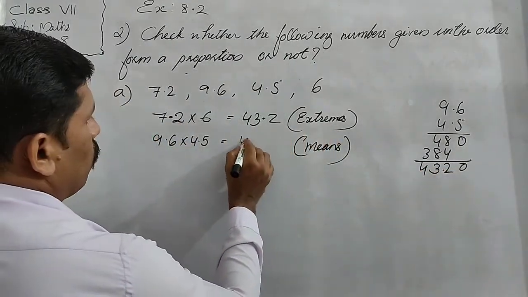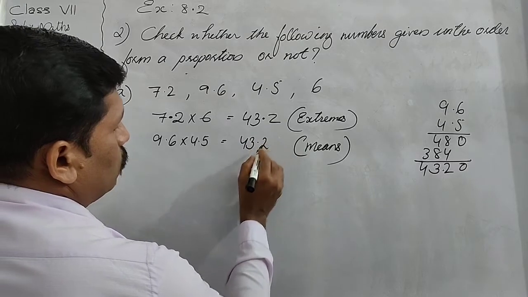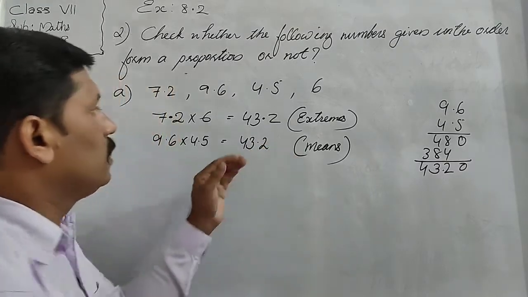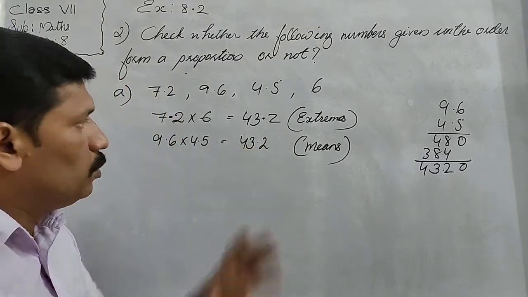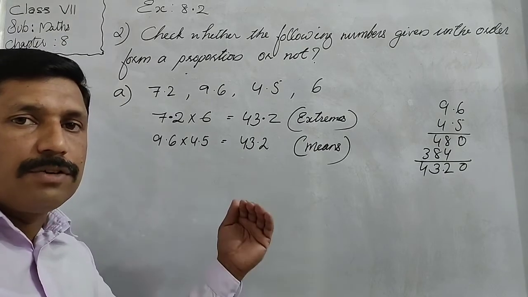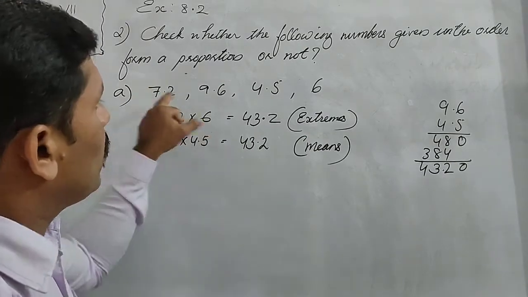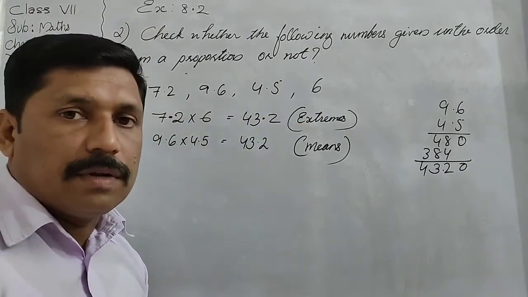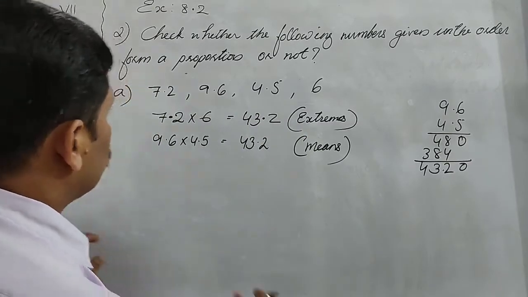Here also we got 43.2. So the product of extremes and the product of means are equal here. Therefore, we can say that this given order of the numbers is a proportion.